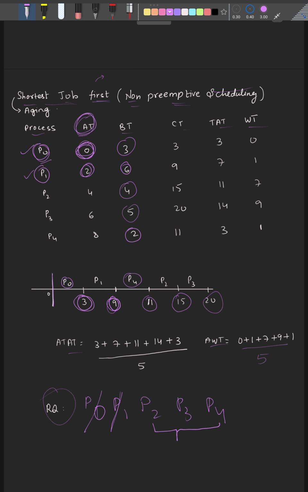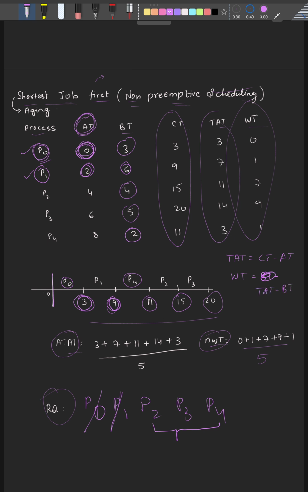And similarly we have found out the completion time for all of them. You can check and then solve the TAT and wait time accordingly, and even find out the average turnaround time and average wait time. I'll write down the formulas here. TAT is completion time minus arrival time, and wait time is turnaround time minus burst time.